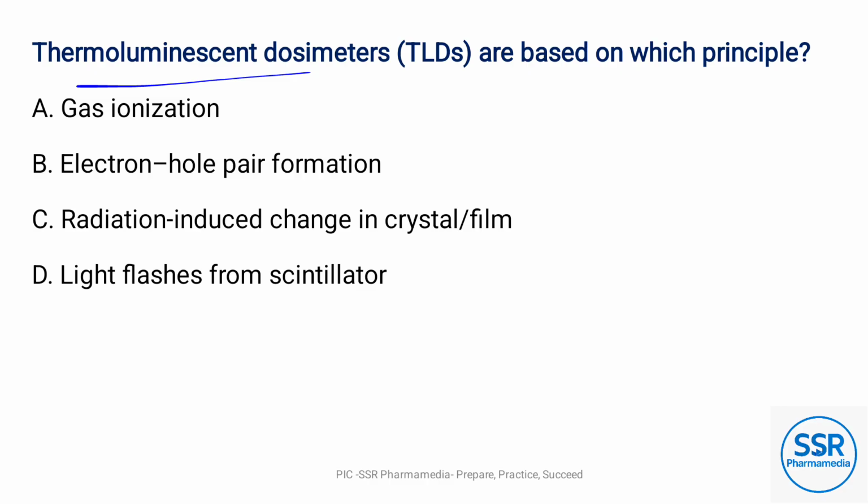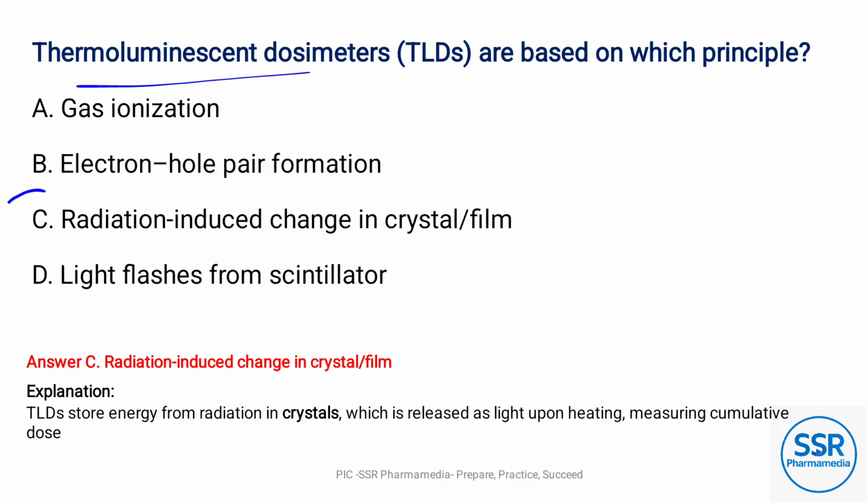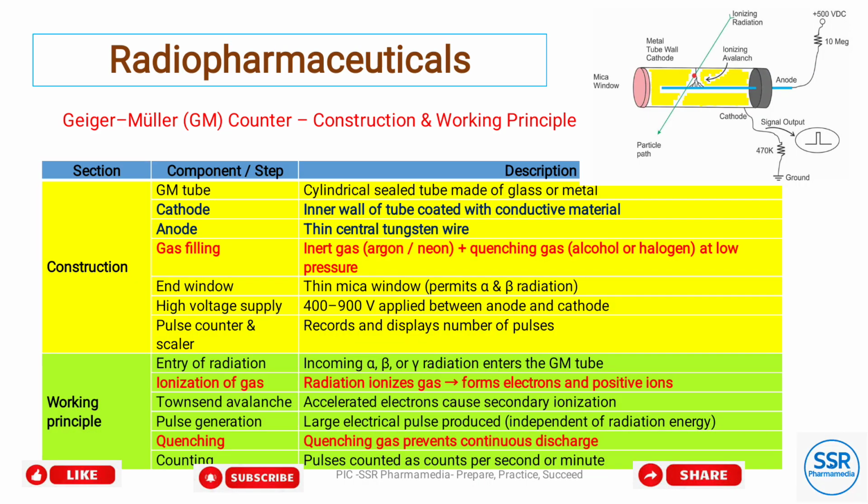Thermoluminescent dosimeters are based on which principle? So option C, radiation induced change in crystals and film. So we'll discuss the GM counter. GM means Geiger-Muller counter. Construction and working principle we'll discuss.